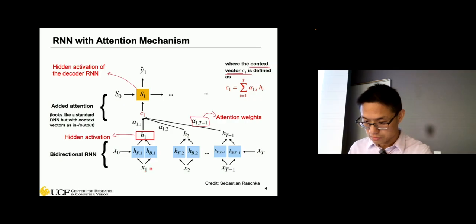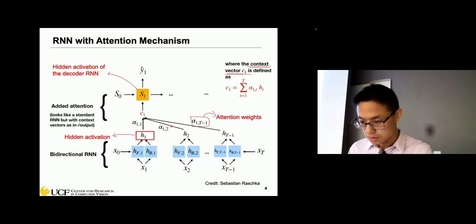We have this input, right? Let's say these are different words or token embeddings. Then we have the hidden activations H^F and H^B. If we don't use any attention mechanism, we'll go to the decoder RNN here and try to make a prediction output, right? So Y1, maybe you're doing some translation.